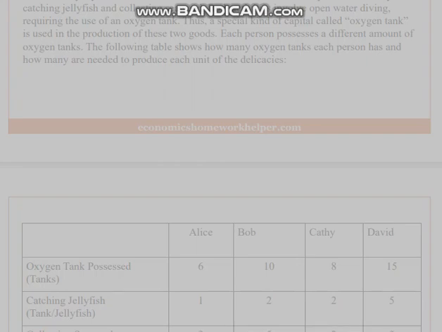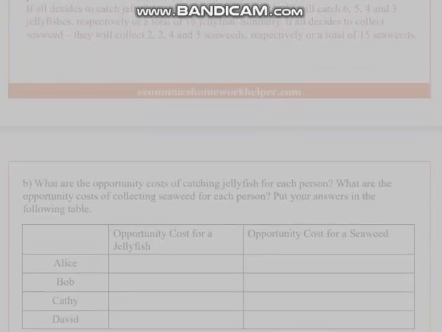A. If everyone decides to catch jellyfish only, how many jellyfish can all of them produce? If everyone decides to collect seaweed only, how many seaweed can all of them produce? If all decide to catch jellyfish, Alice, Bob, Kathy and David will catch 6, 5, 4 and 3 jellyfish, respectively, or a total of 18 jellyfish. Similarly, if all decide to collect seaweed, they will collect 2, 2, 4 and 5 seaweeds, respectively, or a total of 15 seaweeds.